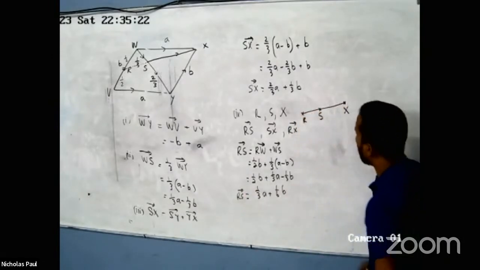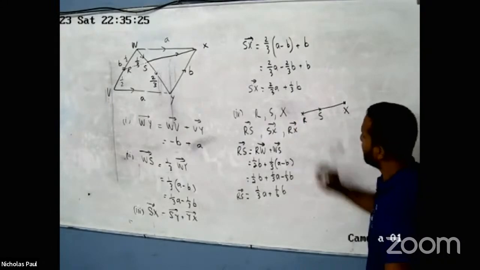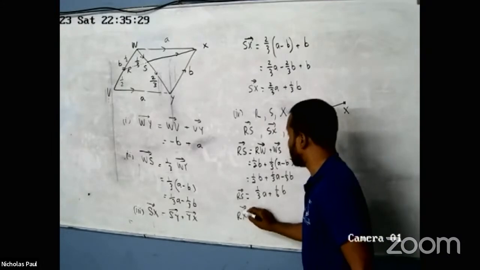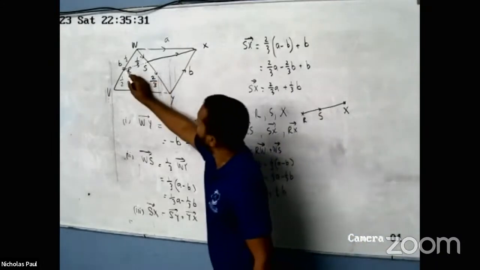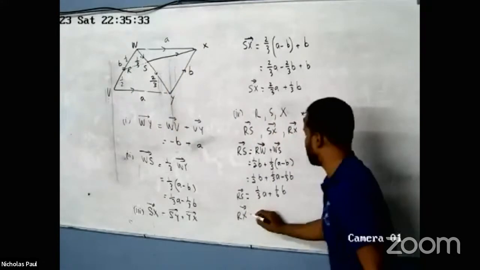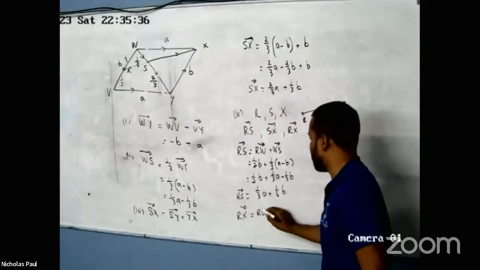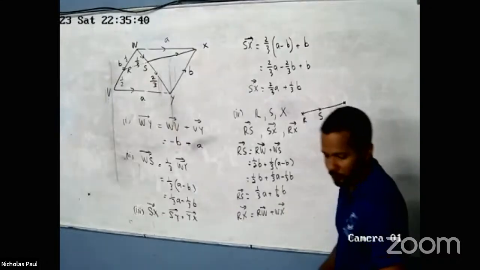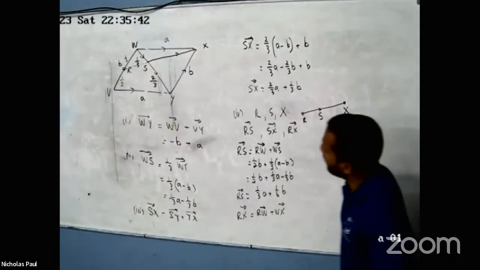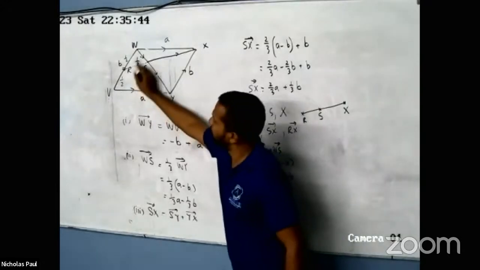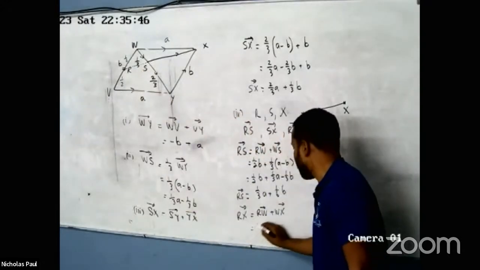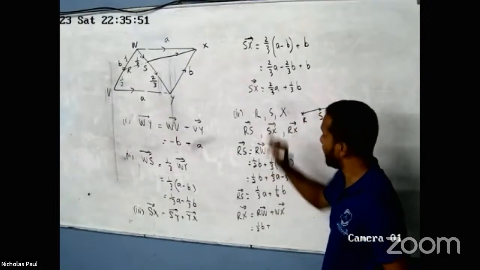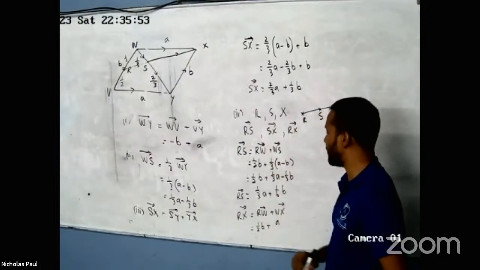We have SX already. So we need to get RX now. RX is where? R to W, W to X. So that's R to W plus WX. RW is what? RW is 1/2 B. WX is A. So we have to show that it equals that.